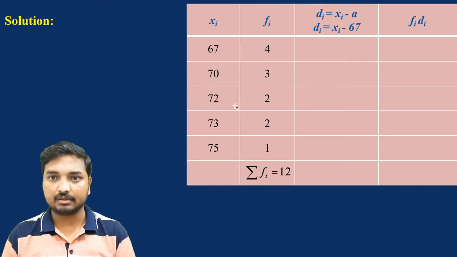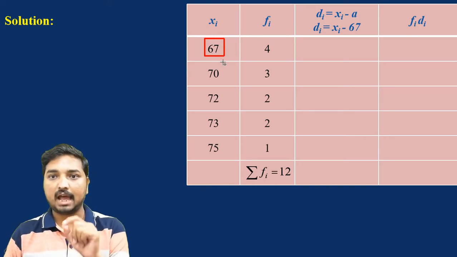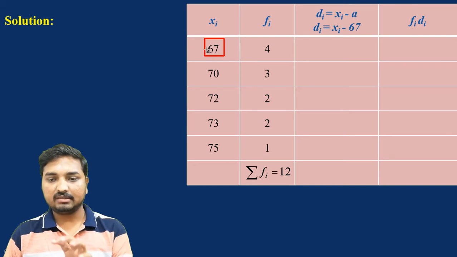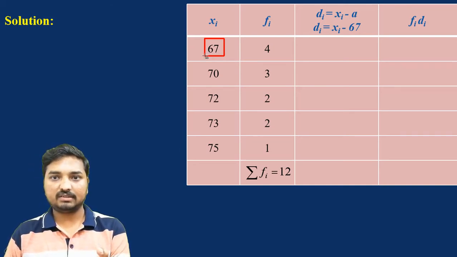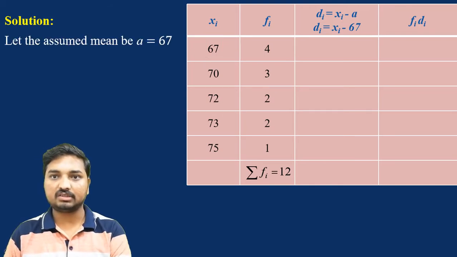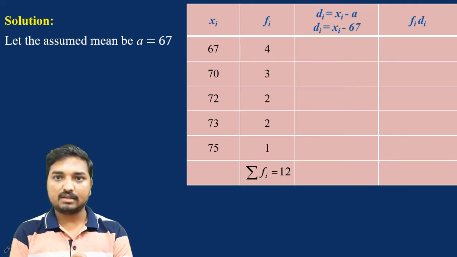Okay, so many students definitely make mistakes if you choose the middlemost value. So for this reason, to avoid the negative sign, I am going to choose the first number in the xi column as the assumed mean. Look here, it is 67. So I'm going to choose the smallest number in the xi column. It will be the first number always. So that's why I'm going to choose 67 as the assumed mean, and you have to write this: let the assumed mean, small a, be equal to 67.